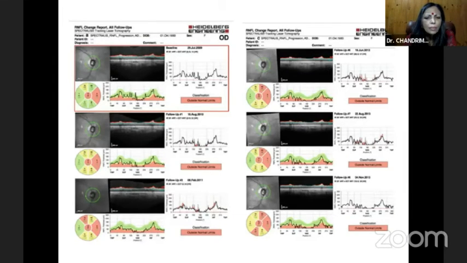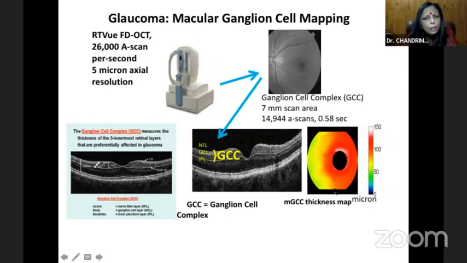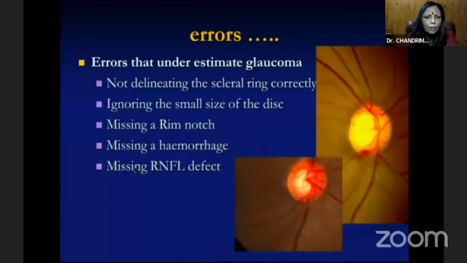And this is the Heidelberg. I particularly got this picture because the Heidelberg gives you a very good measurement of the RNFL, since it accounts for RNFL change due to age. So you can see whether the RNFL thinning is due to age or due to glaucoma. And of course, it does have these quadrant values which it gives. There's also the macular ganglion cell mapping, the GCC, the ganglion cell complex, which can be recorded.